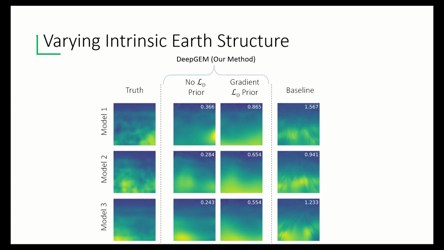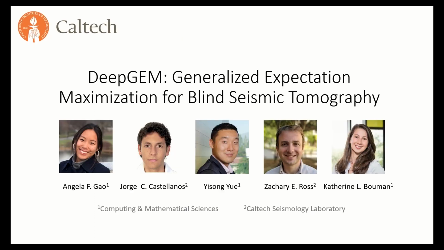We show that our method is able to recover a variety of Earth velocity models, even when noticeable structure does not appear in the center of the region of interest. We have shown a method for solving blind seismic tomography. We believe our optimization framework is general and can be extended to other blind inverse problems that have differentiable parameterized forward models, such as blind deconvolution.